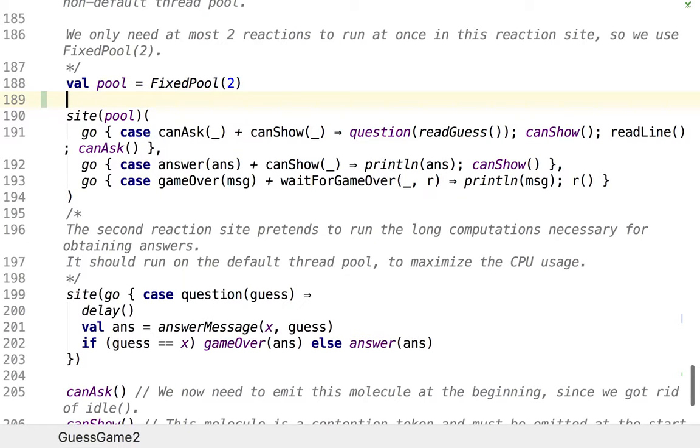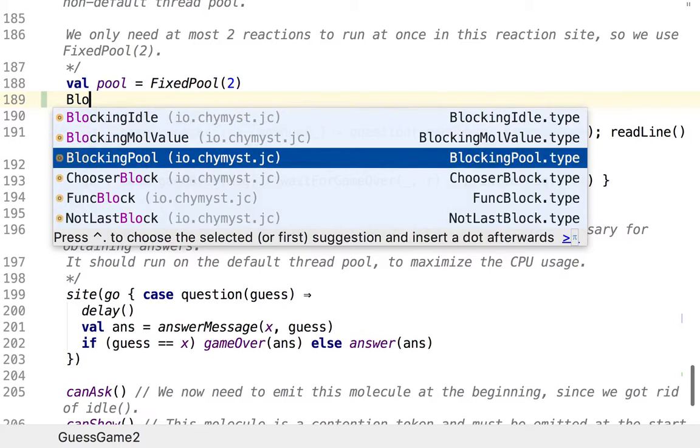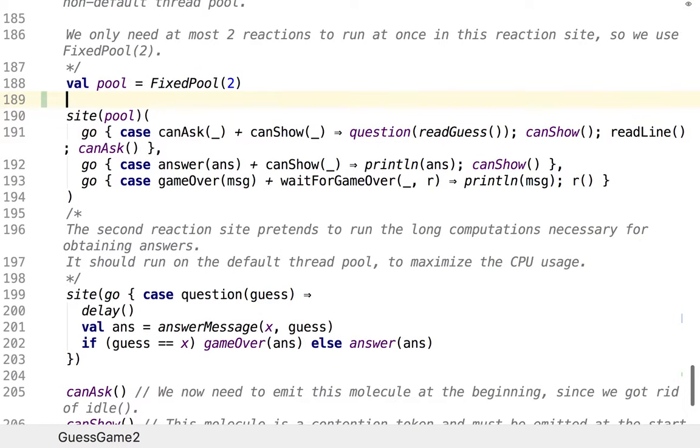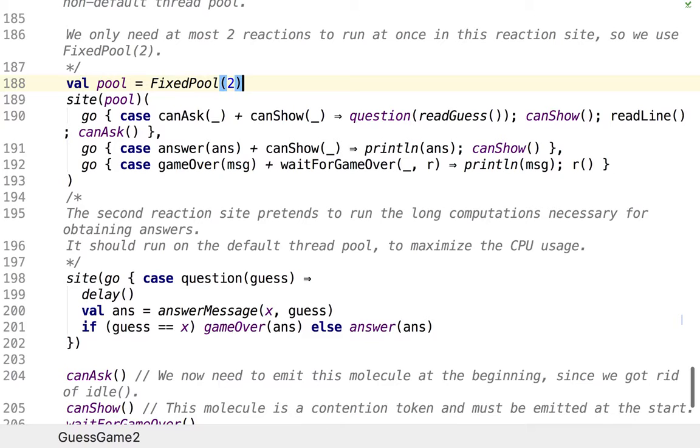So there's another pool called, what's it called? Blocking pool. Yeah, that pool needs to be used if you have blocking calls, and it has a similar functionality to Scala's thread executor with futures, where you do a blocking call, and that temporarily increases the parallelism of the pool. But we don't need that here. So this reaction site I already simplified to 3 reactions because I already inlined these 2 function calls into this reaction.